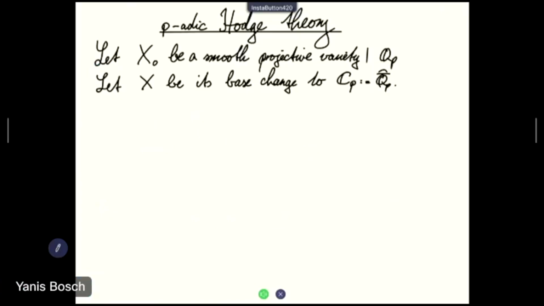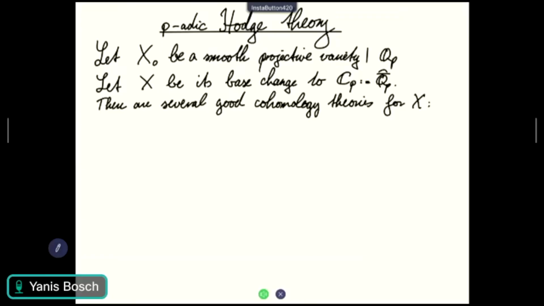And the setting for this is let's start with a smooth projective variety over Q_p, so that we're really in an arithmetic setting, which simplifies some things. And then we consider its base change to C_p, the completion of an algebraic closure of Q_p, like on the first slide. And then in this context, there are several good cohomology theories for such p-adic varieties. And the first one, maybe also historically, the first one is étale cohomology, as defined by Grothendieck.